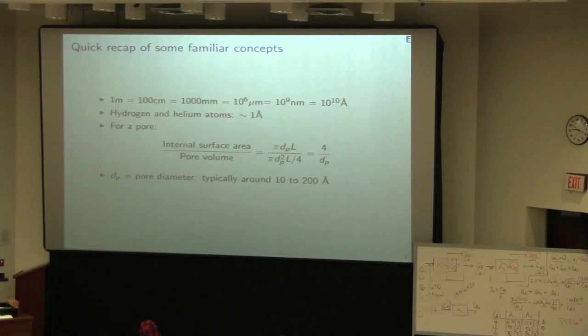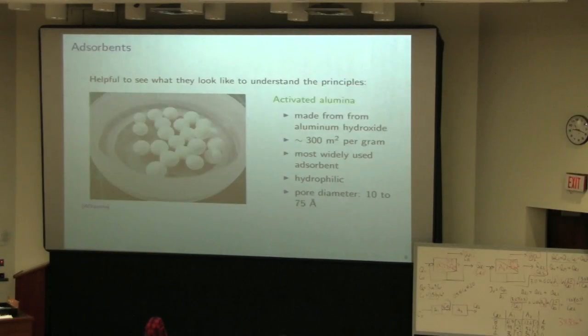With that in mind, let's take a look at a few adsorbents. I think it's important that we understand what they look like, so when we see those topics coming up, we understand what's going on. So this is activated alumina. It's made from aluminum hydroxide, and these are fairly large particles that are simply compressed together in balls so that they can be packed into a column. Inside that packed ball is a large porous structure of aluminum hydroxide.